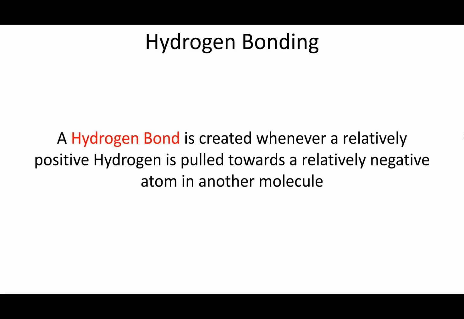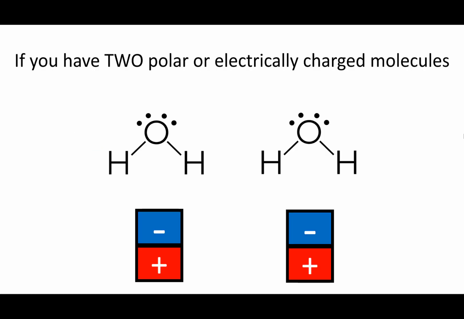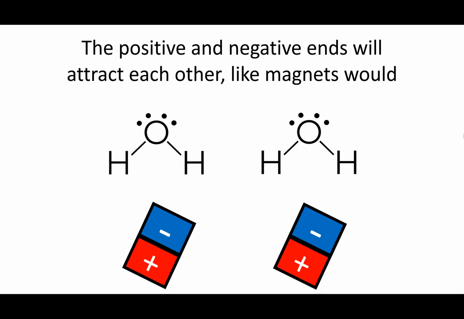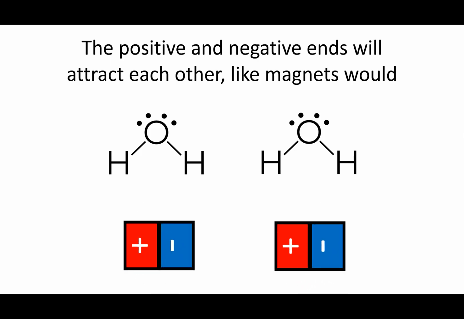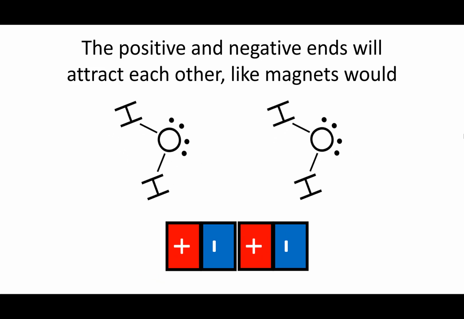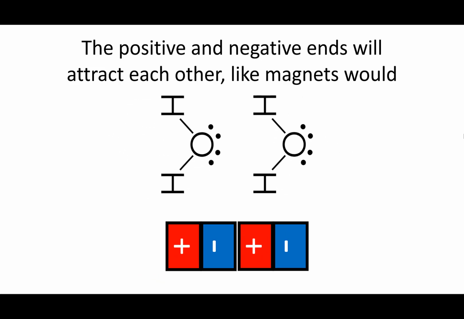So a hydrogen bond is created whenever a relatively positive hydrogen in a polar molecule is pulled towards a relatively negative atom in another molecule. Two polar or electrically charged molecules will attract each other because, think of it like little magnets. The positive and negative ends, the opposite ends, will attract each other, just like magnets would. And this would happen with the atoms themselves. They would be pulled towards each other.